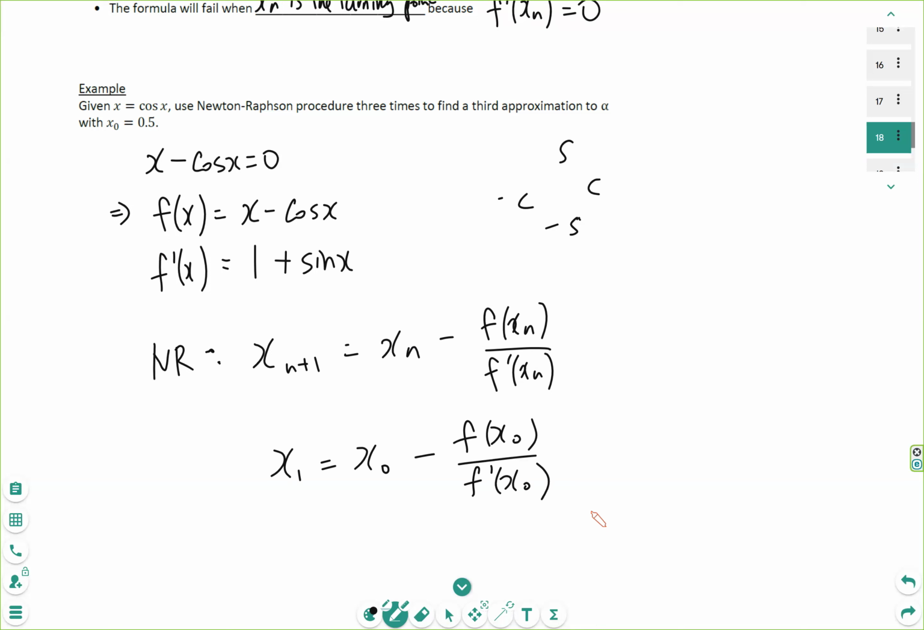We can put this in a calculator. x0 is 0.5, so 0.5 minus f of x0. The function f of x0 is x minus cos x, so it'll be 0.5 minus cos 0.5, replacing x with 0.5. And for f dash, we substitute x equals 0.5 into the derivative: 1 plus sine 0.5. Then put it in the calculator.